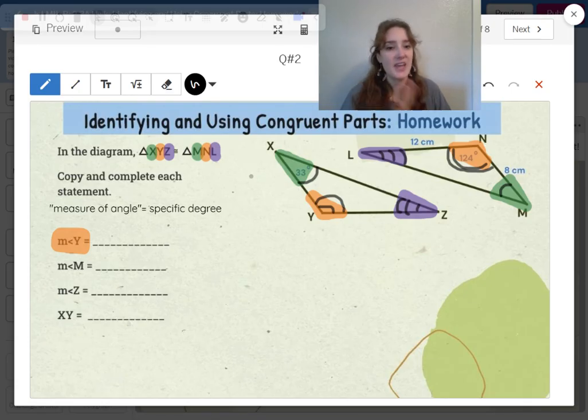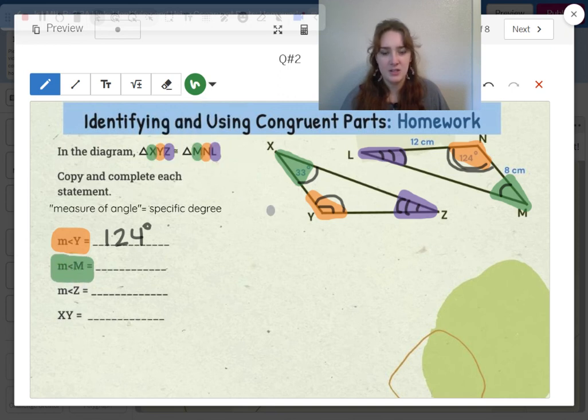So now that we've annotated the figure, maybe it's looking a little bit easier for us. We're just seeing what matches up with Y. Y matched with N, and they told us that N is 124 degrees. So that's it. Measure of angle Y has to be the same because the triangles are congruent. So every angle, every side length is going to match up. Okay, so 124. Measure of angle M, what color did we use for M? Was green.